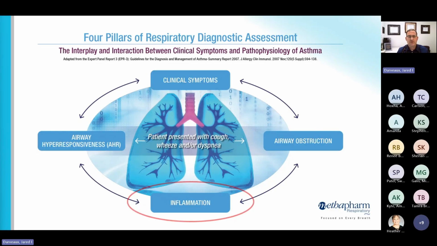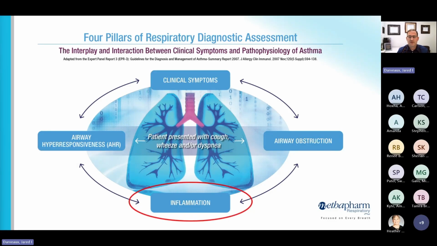And so if we look at the EPR, the Expert Panel Report for diagnosis and management of asthma, they talk about 4 different pillars in respiratory diagnostics and assessment. And at the bottom of this, we see inflammation, and inflammation is what really drives things like airway obstruction and airway hyperresponsiveness, and that leads to the symptoms that patients come in to see you with.